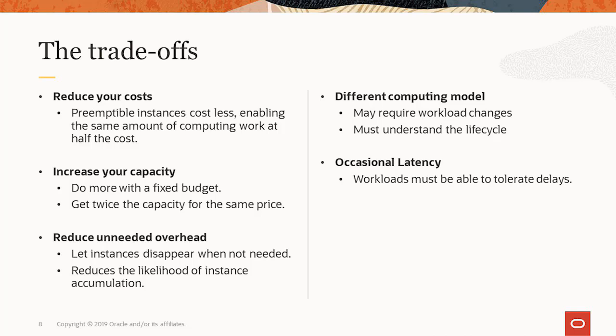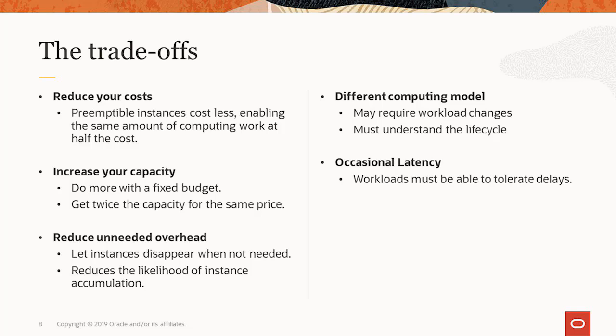So that's a quick overview of the model. Again, just to recap, basically preemptible instances are the same thing as on-demand instances, with the one caveat that under capacity pressure, OCI may take the instance back after a short warning period. And the trade-off is that you get it at a much lower price point. So let's think about what that means.